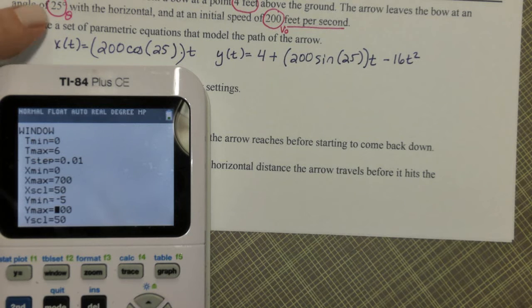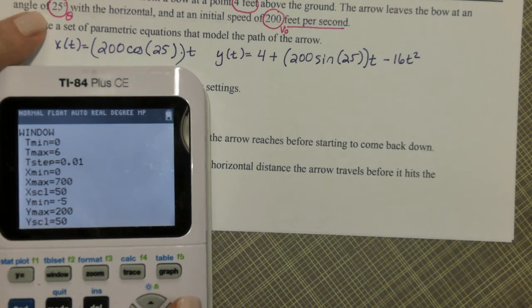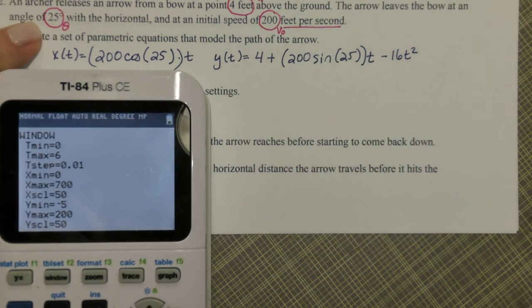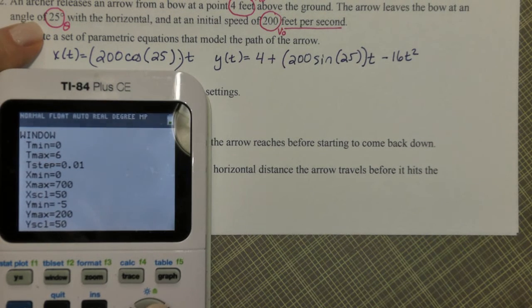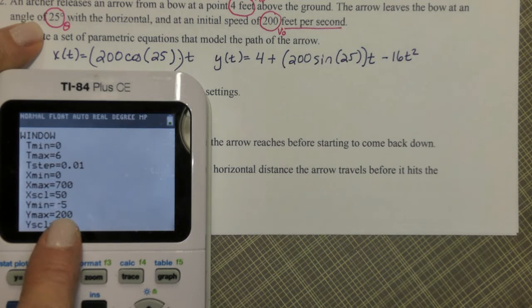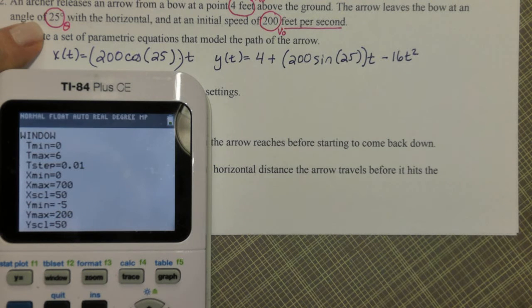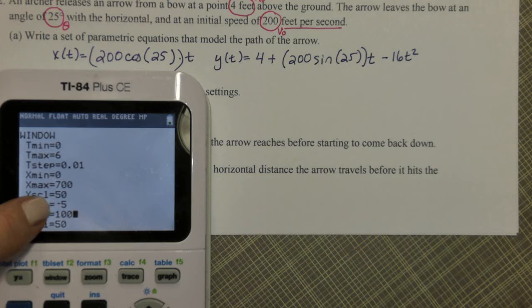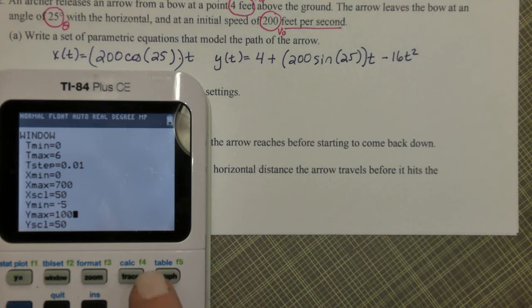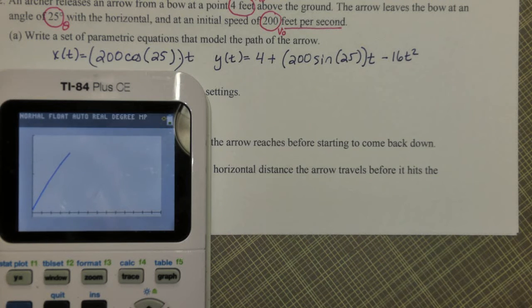Our angle is only 25 degrees. So how high do you think this arrow is going to go? I'm thinking not to 200. I don't think it's going to be close to 200. I think I might do 100 and go from there. So these are just some initial guesses. And like I said before, I almost always have to play with my window to get a good picture of what's happening. So there's my arrow.